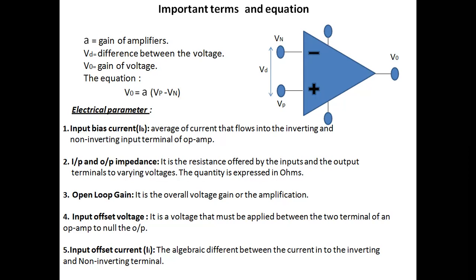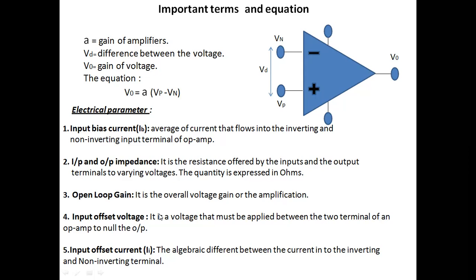Now we are supposed to study about the gain. Gain is nothing but the open loop gain. Here we are using the operational amplifier to amplify the voltage. So about the open loop gain, we can say it is the overall voltage gain, or we can say it is the amplification.